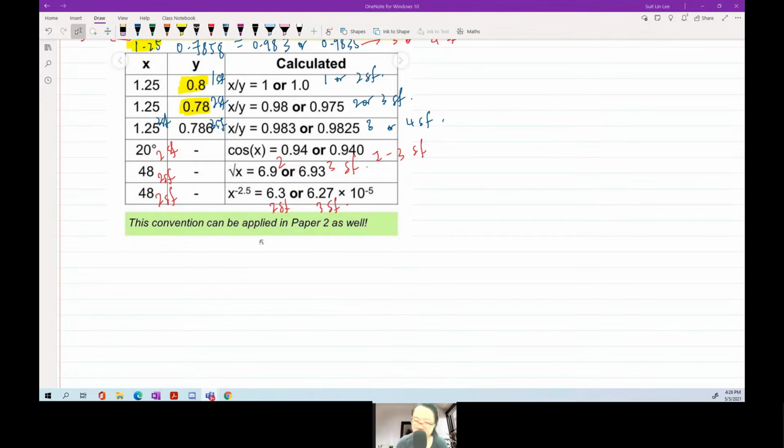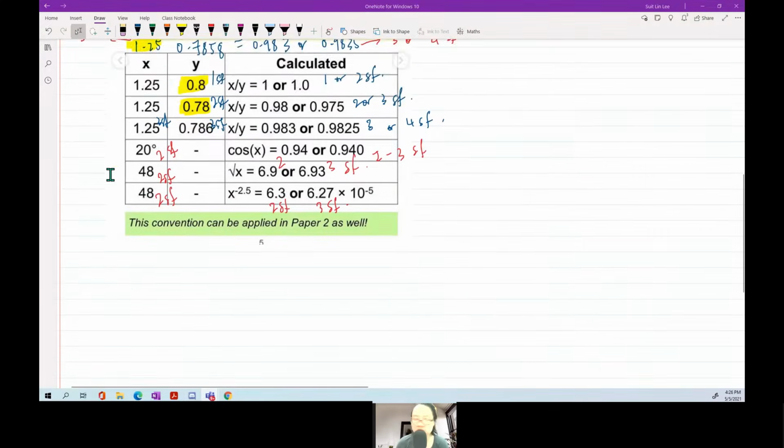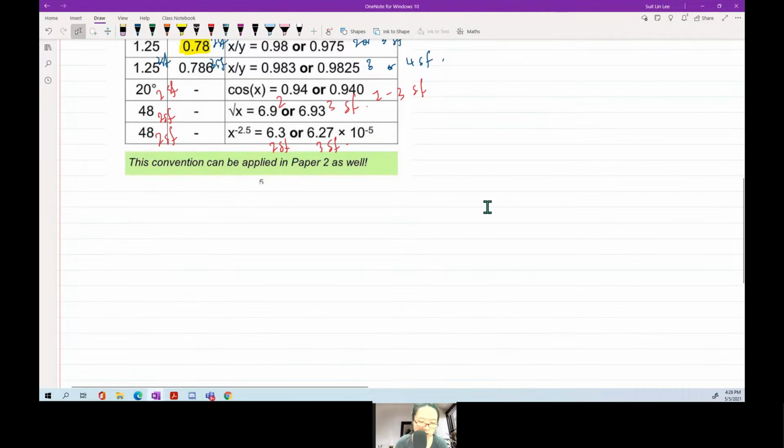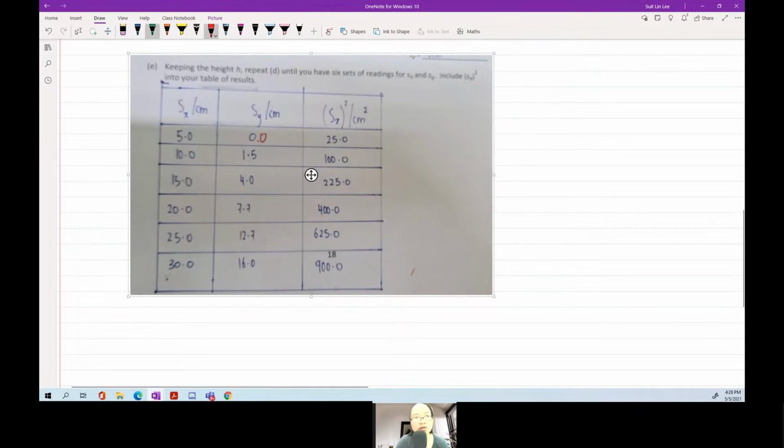Okay, and from the chat, there's a comment to ask me to address this. So I will mark this and comment on this. So here, you can see you measure SX, you measure SY. These two are measured quantity. You take the ruler and measure.